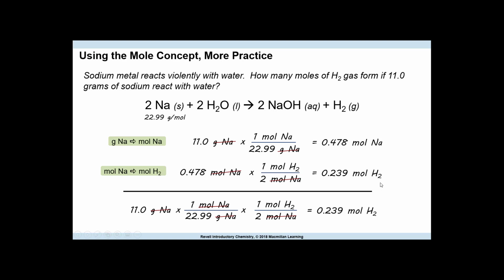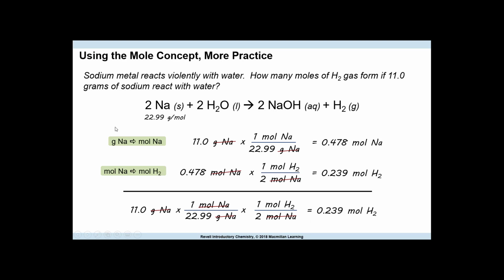For simplicity, we write these two steps into a single line. We begin with 11 grams, so it's the bottom one here, then multiply by the first conversion factor to change from grams of sodium to moles of sodium. We then multiply by the second conversion factor to go from moles of sodium to moles of hydrogen. Again, this gives us an answer of 0.239 moles of hydrogen.